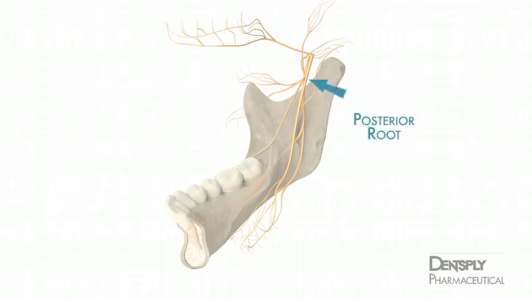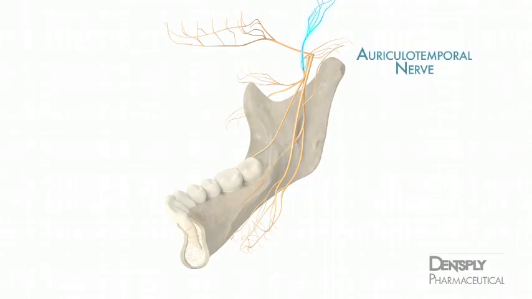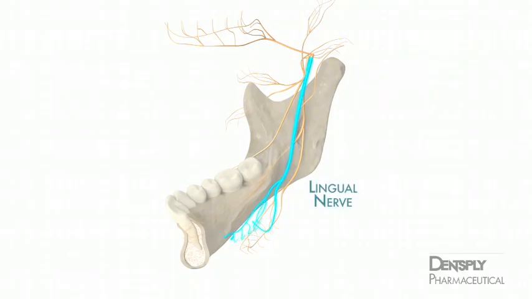The posterior root of the mandibular nerve is predominantly sensory, although it does provide motor innervation to the mylohyoid muscle and the anterior belly of the digastric muscle. As it descends, it divides into three branches. The auriculotemporal nerve supplies the skin of the temporal region of the head. The lingual nerve provides general sensation for all of the lingual gingiva and the mucosa of the floor of the mouth and anterior two-thirds of the tongue.